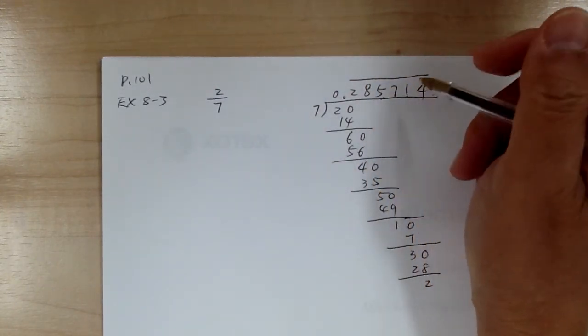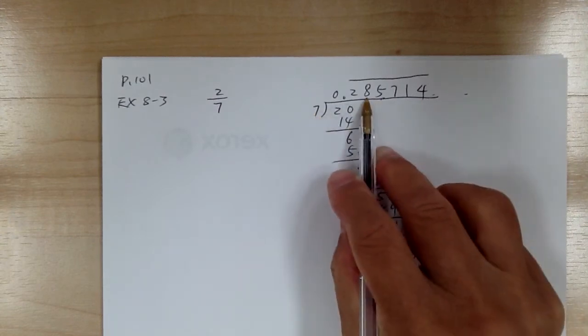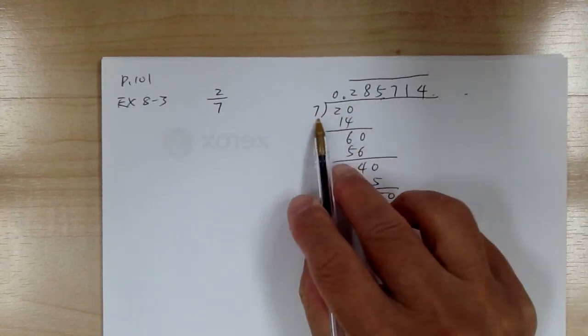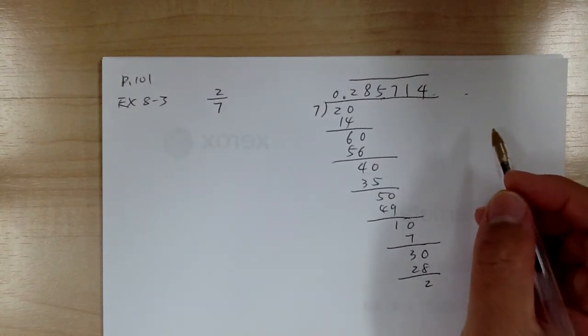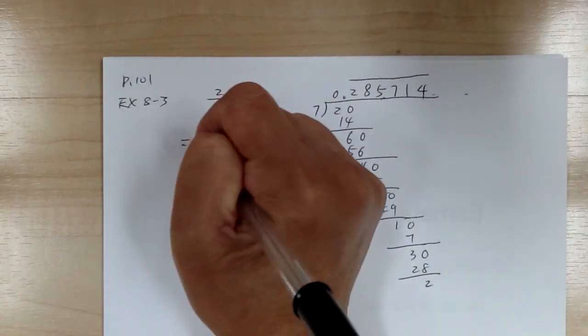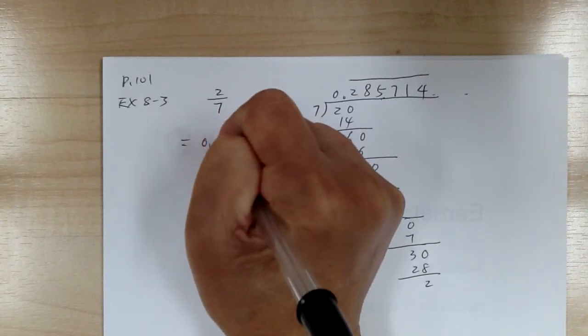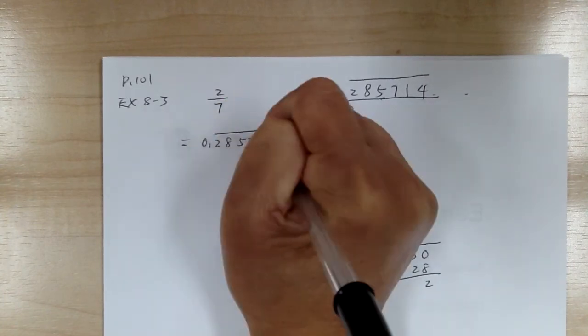Now one thing to notice is that when you divide by 7, there will be a 6-digit repeat. Just take note of that. So this will equal 0.285714 repeating.